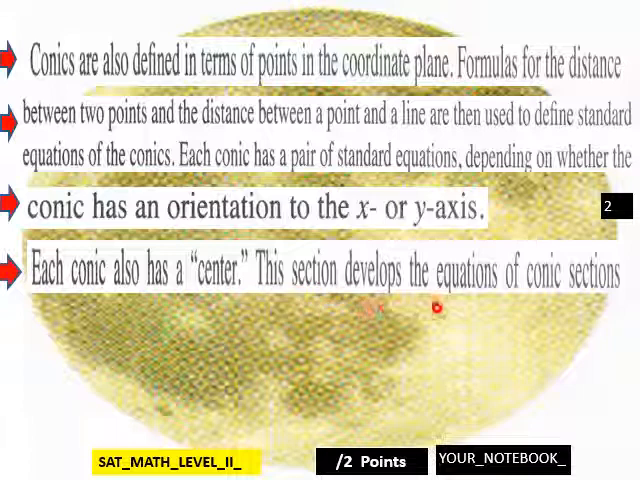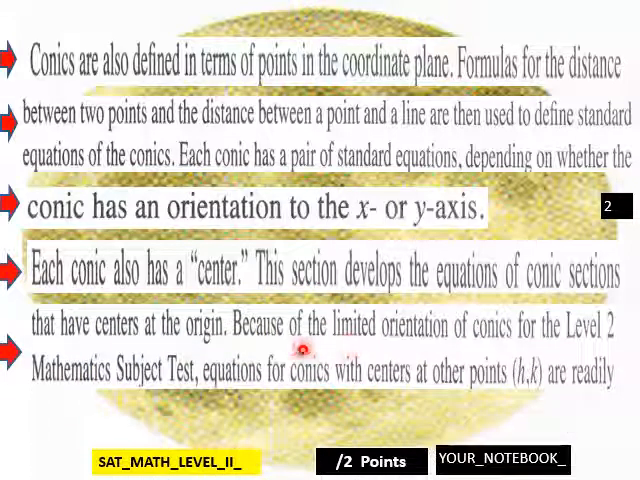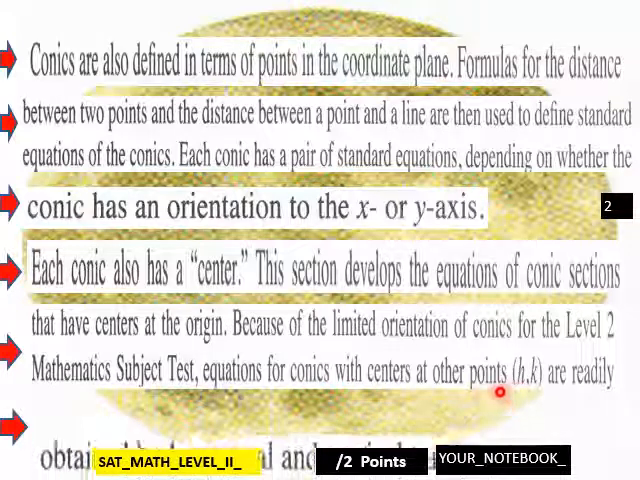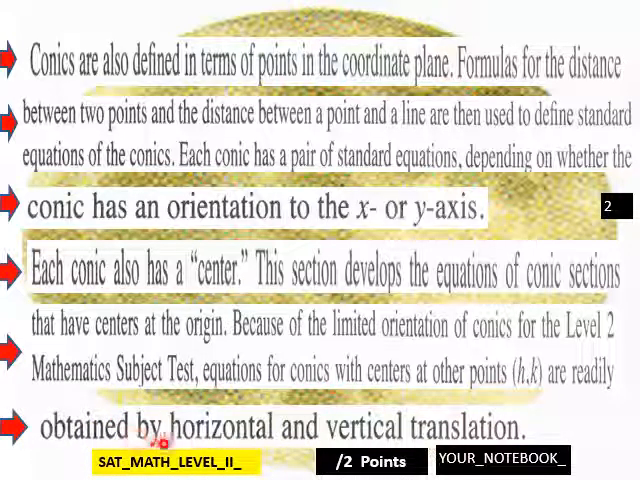This section develops the equations of conic sections that have centers at the origin. Because of the limited orientation of conics for the Level 2 math subject test, equations for conics with centers at other points, (h, k), are readily obtained by horizontal and vertical translation.